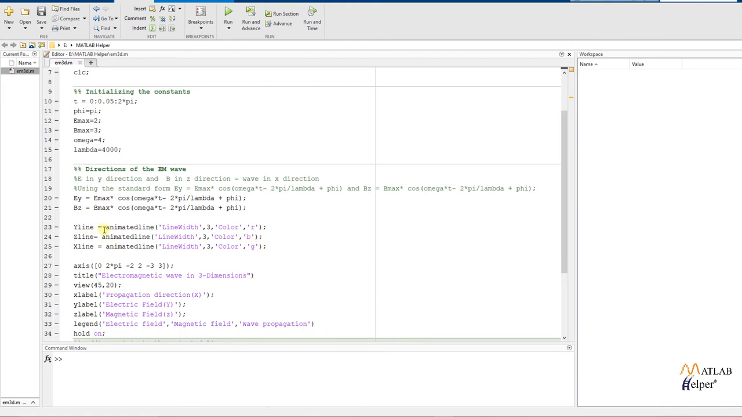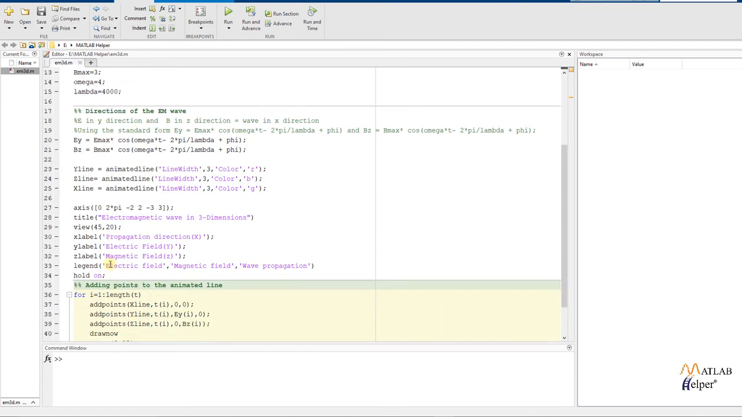We then create 3 animated lines, each representing one direction in 3-dimensional space. We then set the axes such that x ranges from 0 to 2 pi, y ranges from minus 2 to 2, and z is from minus 3 to 3.